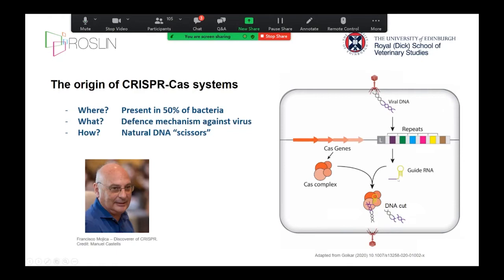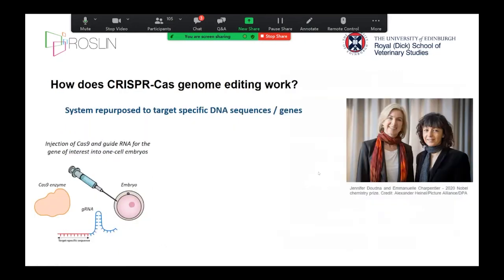And as I said, this is an immune mechanism that bacteria have all around us, and it's natural and present everywhere. But the brilliance of CRISPR-Cas is that you can exploit it to basically edit the genomes of the species you are interested in. This is something that was discovered by Jennifer Doudna and Emmanuel Charpentier, and as a result of that, it resulted in the Nobel Prize in 2020, as I'm sure you have all heard about. So what they did is basically repurposing the system to target the DNA sequences or the genes that they wanted to. And how do they do that?